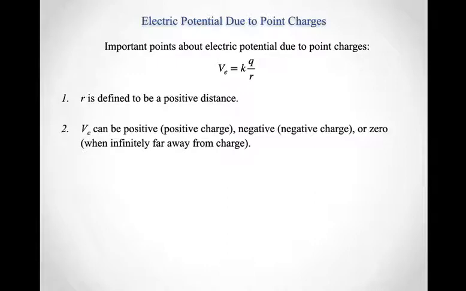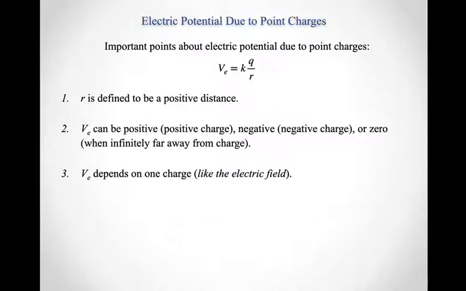The potential can be positive if we have a positive source charge, negative if we have a negative source charge, or 0 if we're infinitely far away from the charge. So positive or negative if we're at finite distances, depending on what the charge is, and 0 if we're infinitely far away. So just like the potential energy, the potential can be positively valued, negatively valued, or zero.